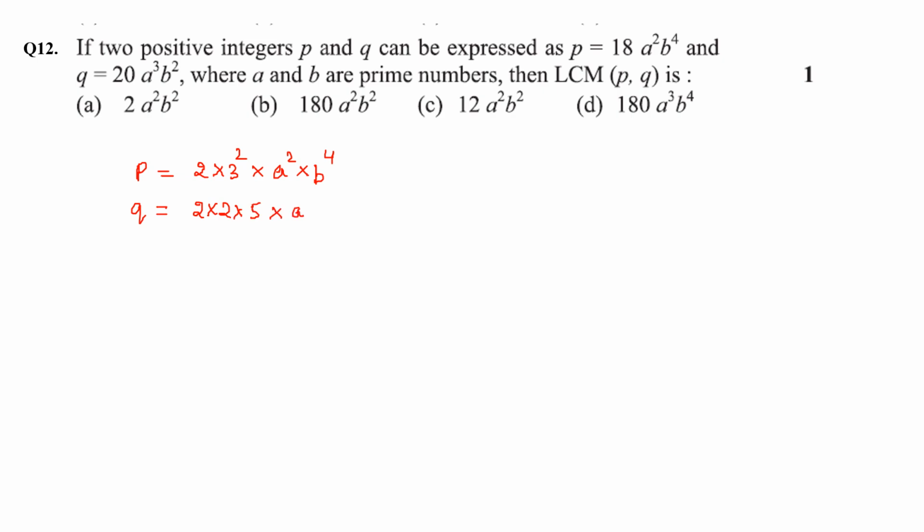Now a cube into b square, and this further I can write as 2 square into 5 into a cube into b square. Now let's find the LCM of p and q.